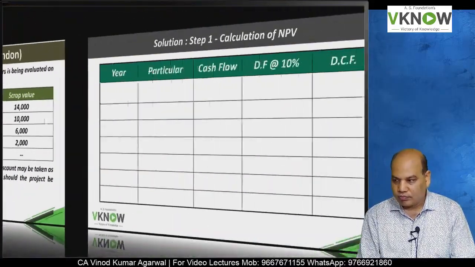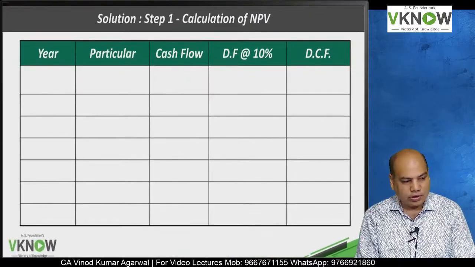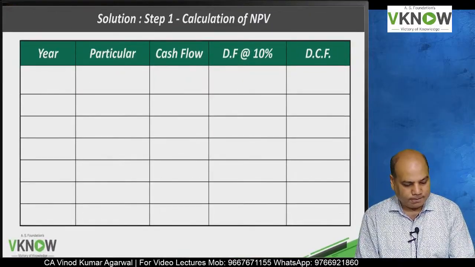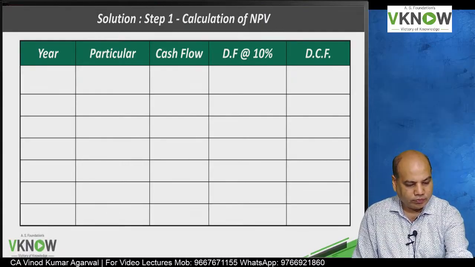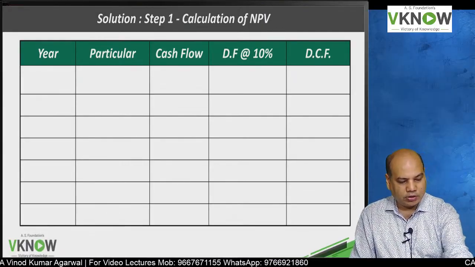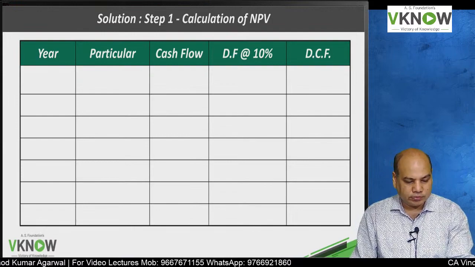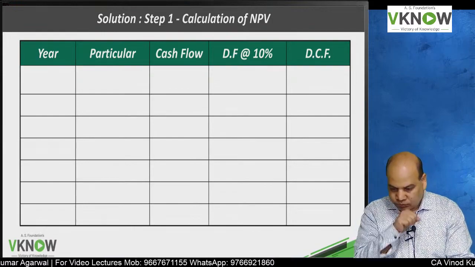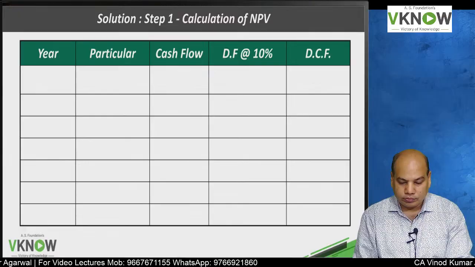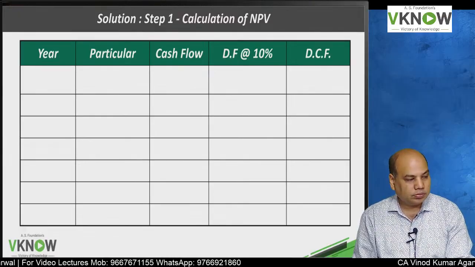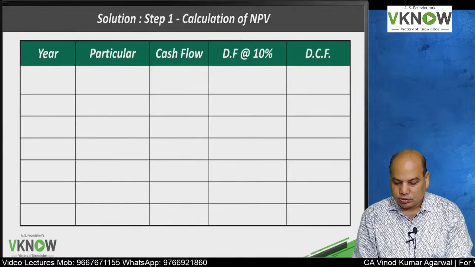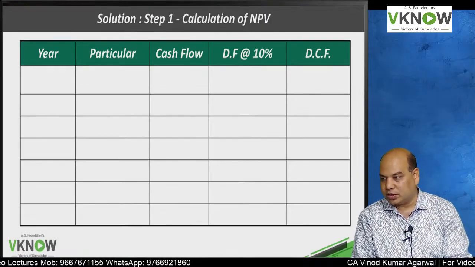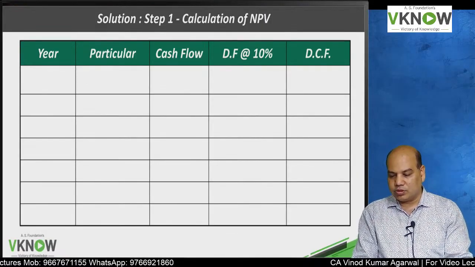Write down step 1, calculation of NPV. Under that you write down year, particulars, cash flow, discounting factor at 10%, discounted cash flow.